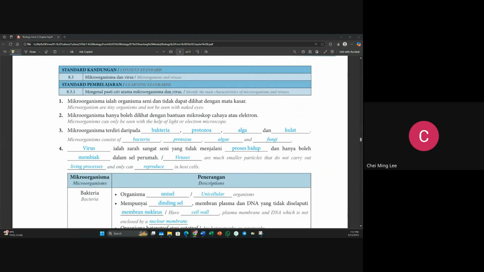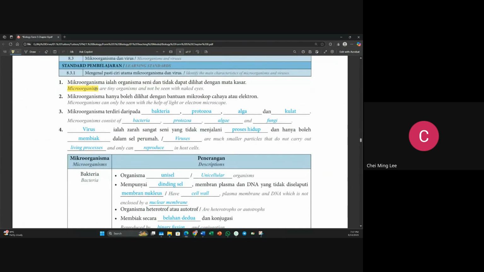So for microorganisms and viruses, microorganisms are tiny organisms that cannot be seen with the naked eye. You cannot see them by just your eyes. They can only be seen with the help of a light or electron microscope. They consist of bacteria, protozoa, algae, and fungi. While the viruses are much smaller particles. They do not carry out living processes and can only reproduce in a host cell because they only carry genetic material.